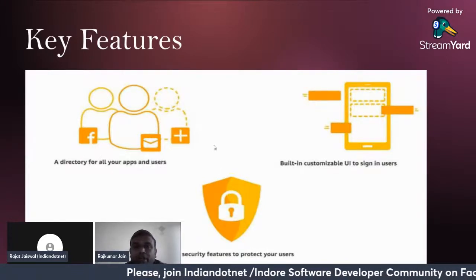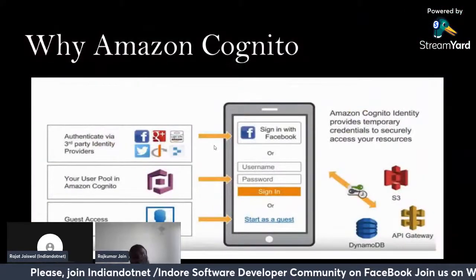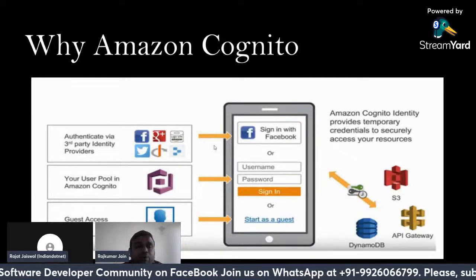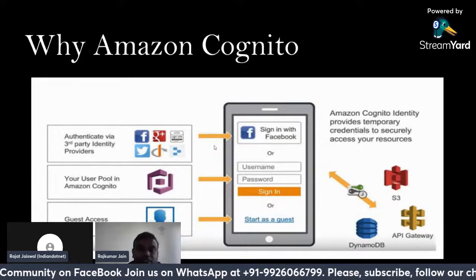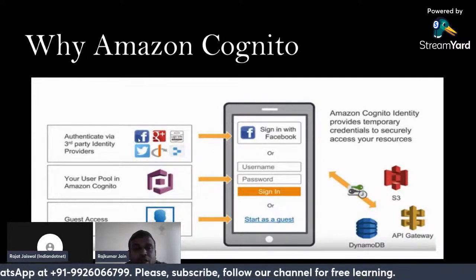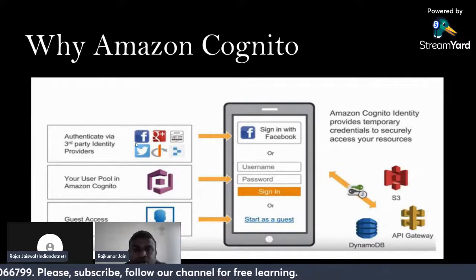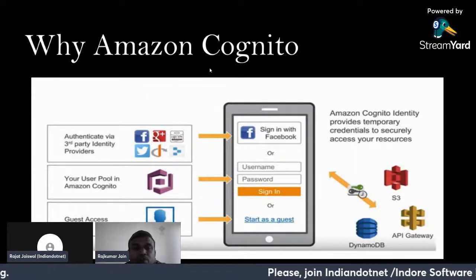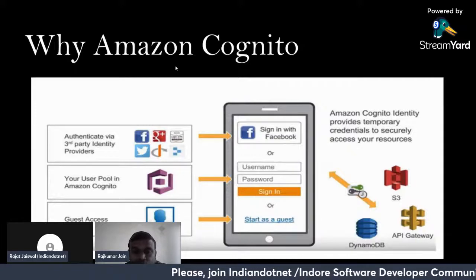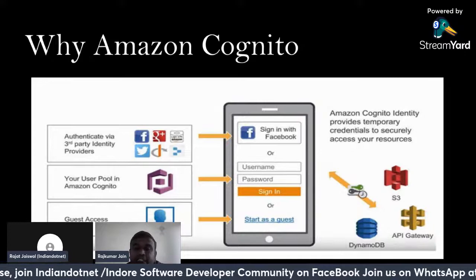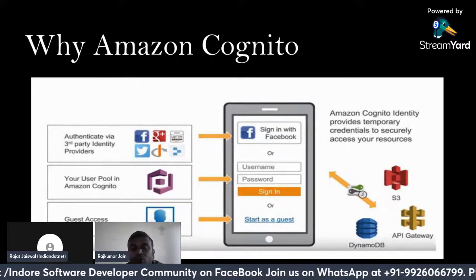So how will it work? Why is it popular again? As I said, it provides third-party authentication methods. You can see on my screen, it will provide you third-party authentication with the help of Google, with the help of Amazon itself. You can use Twitter login also to authenticate your users, or you can use the user pool method of AWS Cognito. With the help of that, you can authenticate your users. You can provide guest access also to your users.